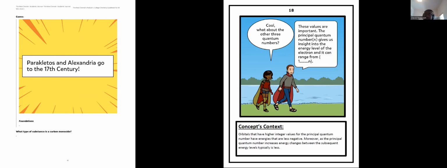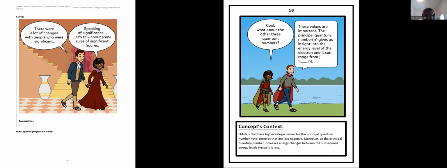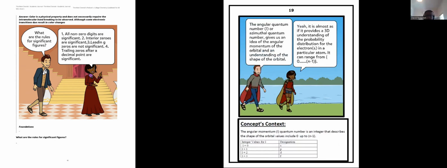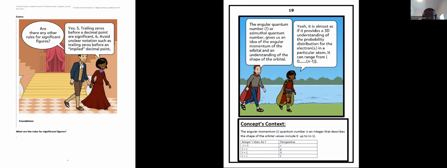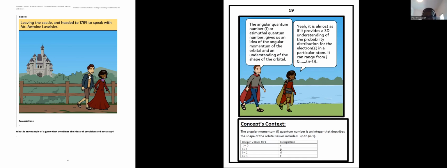So if you have low potential energies due to penetration of those orbitals nearer to the nucleus, that's going to result in you having subsequent energy levels with energy changes that are less. So let's talk about L. The angular momentum quantum number is an integer that describes the shape of the orbital, with values from 0 up to n minus 1. So L equals 0 is designated as S, L equals 1 is designated as P, L equals 2 is designated as D, and L equals 3 is designated as F.